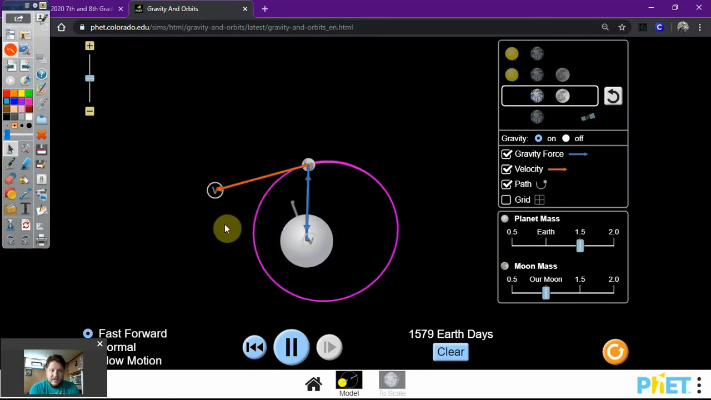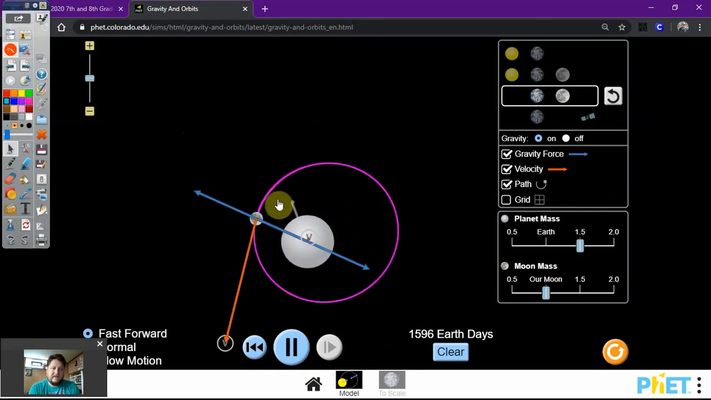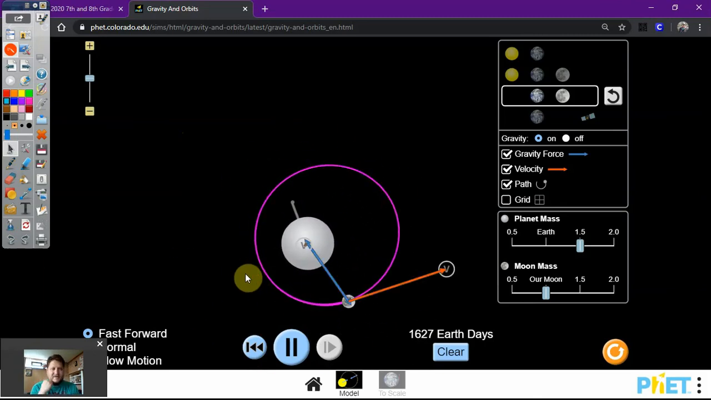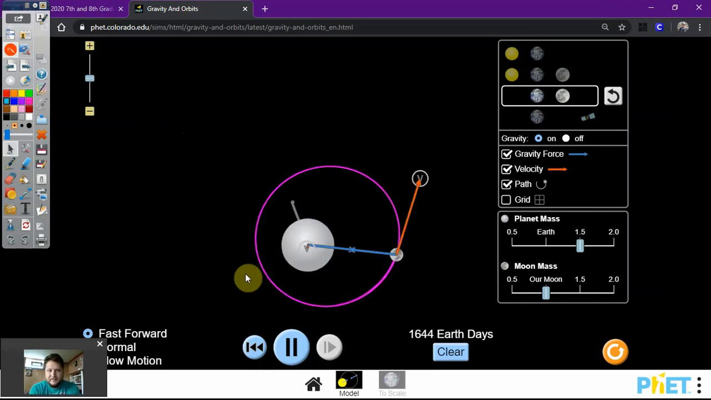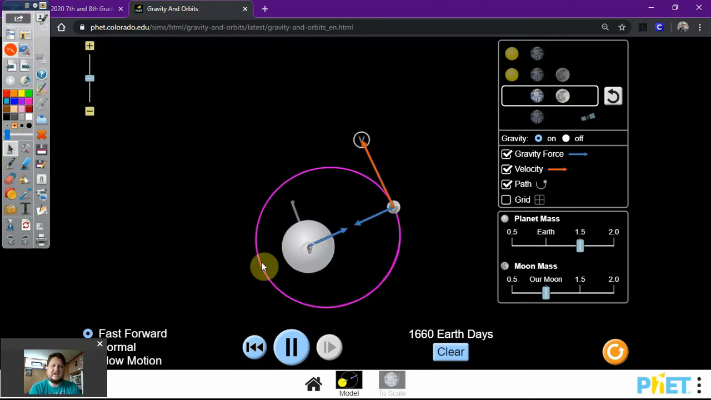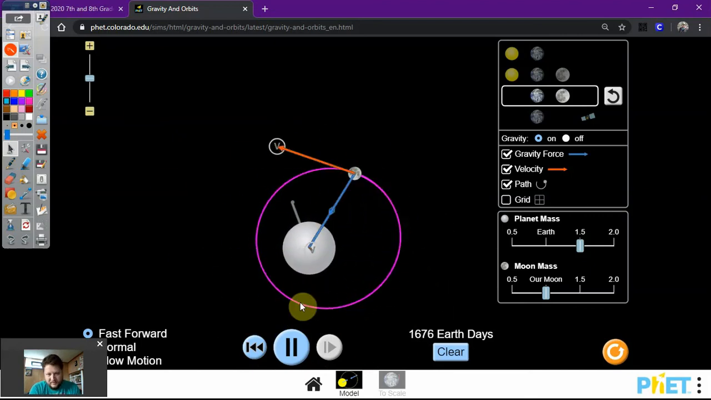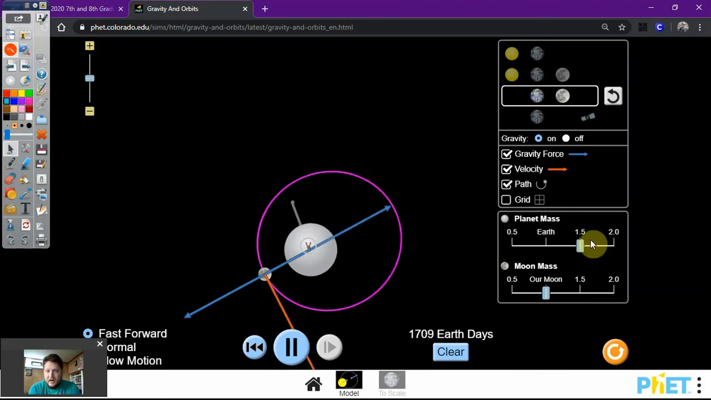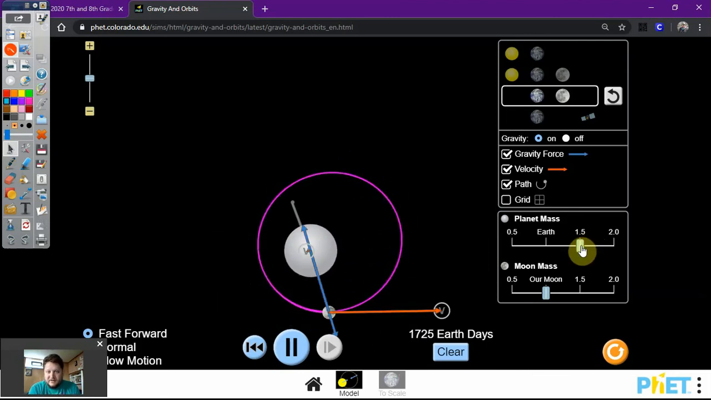So the whole force of gravity pulling on these objects is pulling the moon faster through space and increasing its speed. It's kind of like slingshotting it around here. So it moves through this area of space faster than it moves through this area of space. If I keep going, try this again.